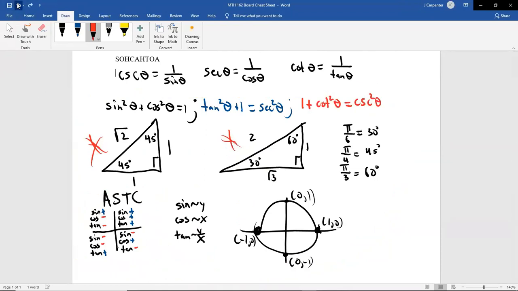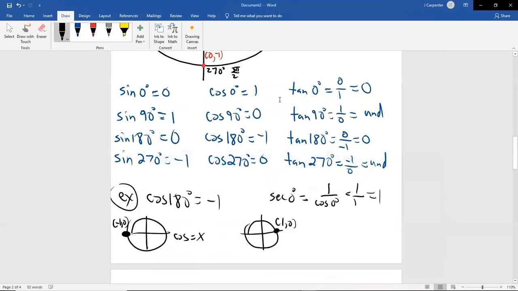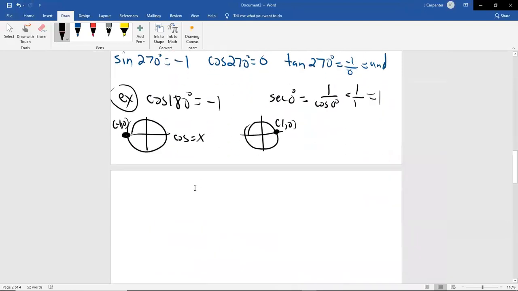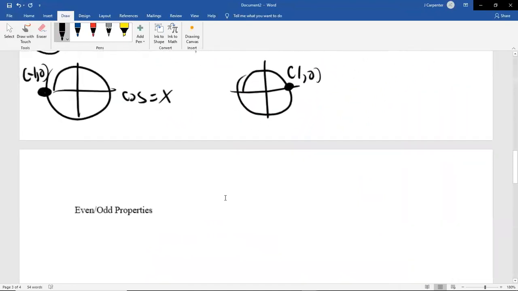All right, now that I've muddied up that, let's unmuddy it. There we go. All right. Next up, even and odd properties. Clearly zoomed in earlier, or zoomed out. Let's zoom back in.